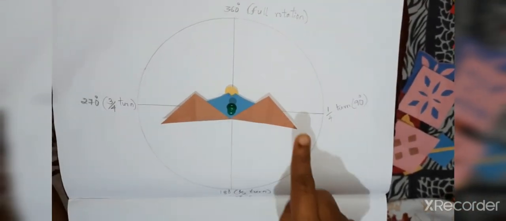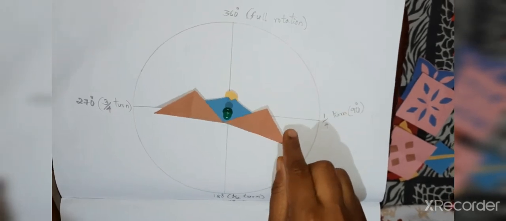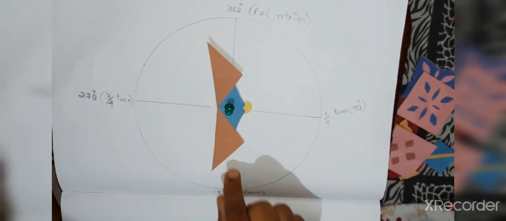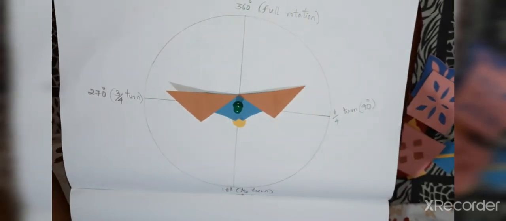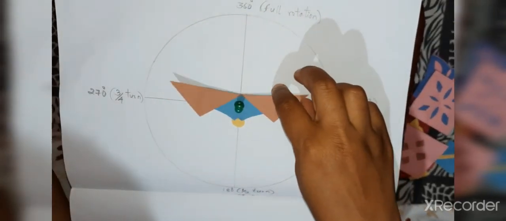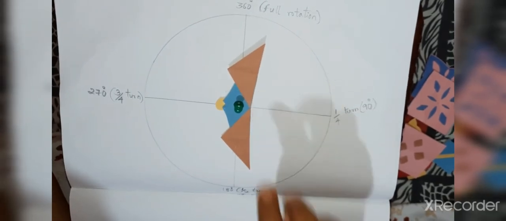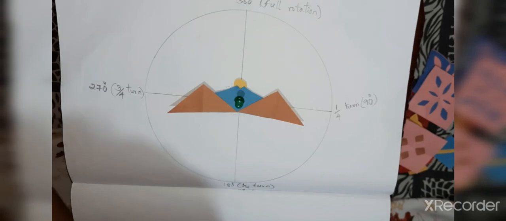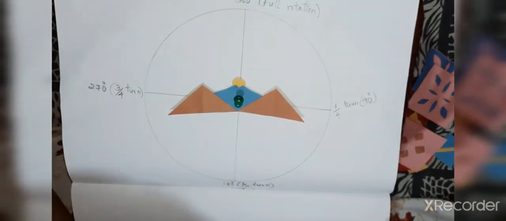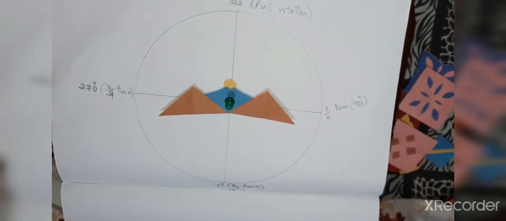Here I have a beautiful figure. If I rotate it, at 1/4 turn, it is not looking the same. Even after giving half a turn, it is not looking the same. 3/4 also, it is not looking the same. Only in its original position, it is looking the same. That means this figure shows no rotational symmetry.